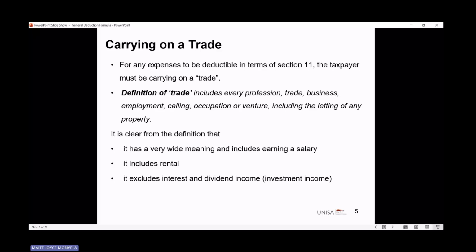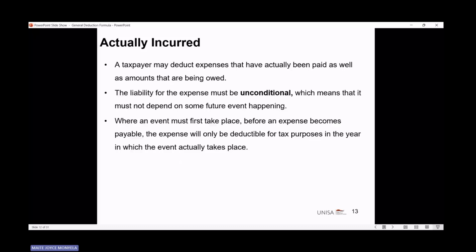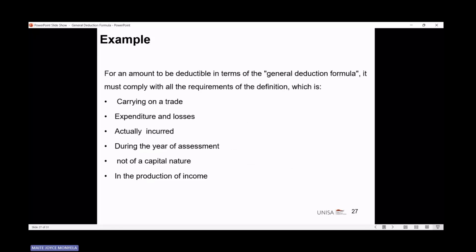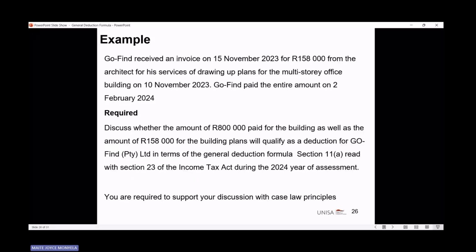So they qualify as carrying on a trade. For example, in this example, as we mentioned, I'm still repeating, on third year level you need to maintain, in terms of section 11A, the requirements of the definition, the requirements for the definition of the general deduction formula. Remember, the question said, discuss whether the amount qualifies as a deduction. So in terms of section 11A, read with section 23, the requirements are as follows.